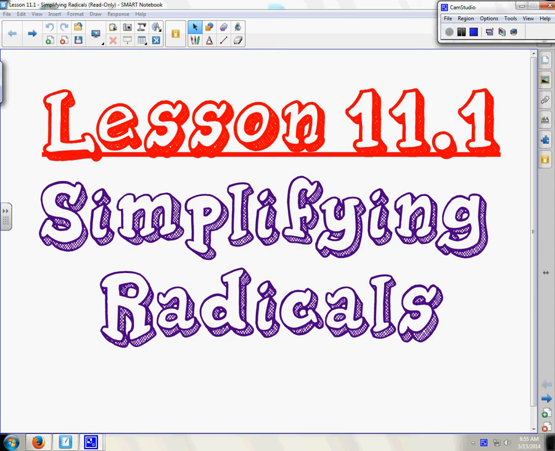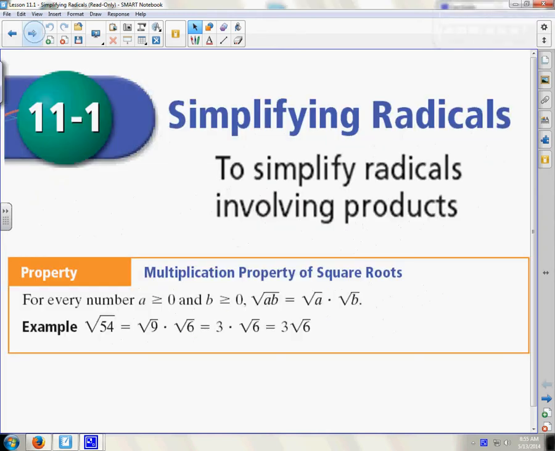Mathematicians, this is lesson 11.1, simplifying radicals. This is kind of confusing. We are getting towards the end of the book, so it's going to keep getting harder and harder. Simplifying radicals are anything with a square root symbol.